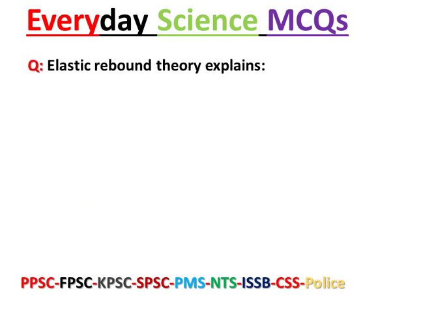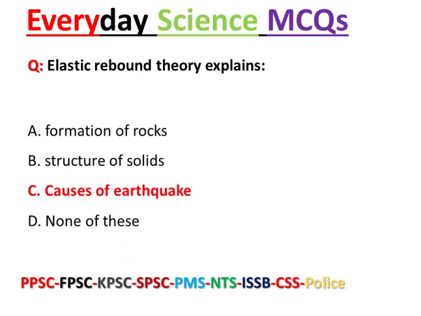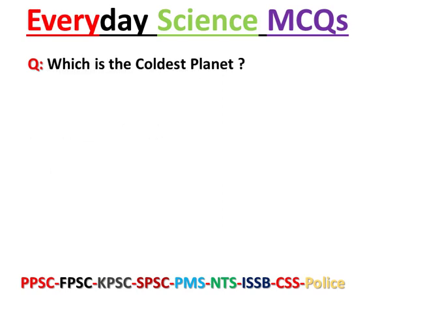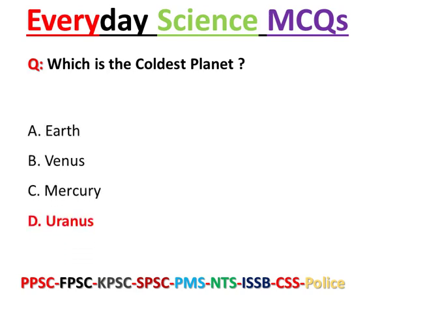Next MCQs, elastic rebound theory explains. The correct option is option C, cause of earthquake. Next MCQs, which is the coldest planet? The correct option is option D, Uranus.